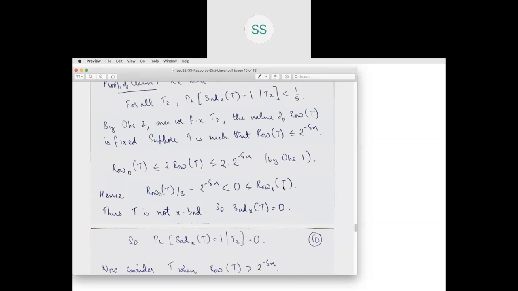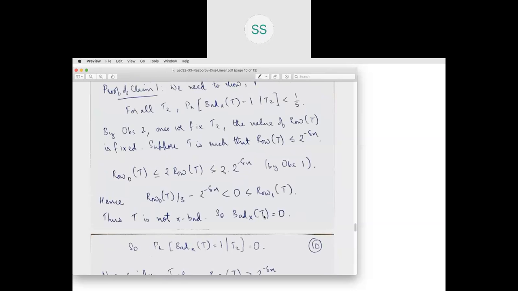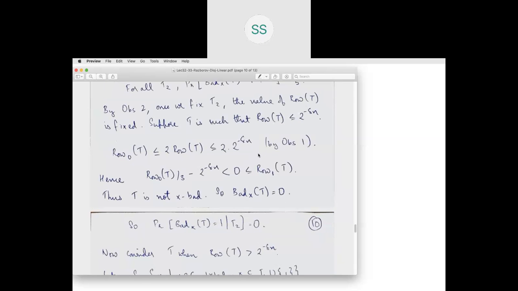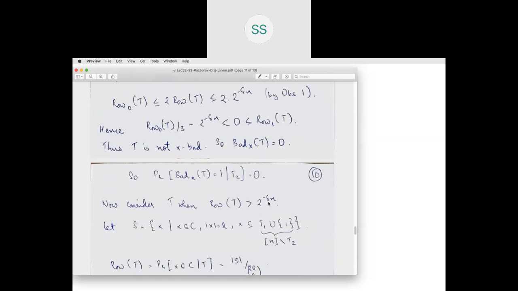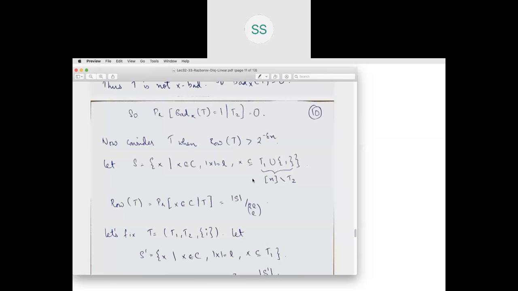So all that we have used till now is, if t is such that rho t is less than or equal to 2 power minus delta n, then for such t2, bad x t is equal to 0. So the probability that bad x t is equal to 1 is also 0. So it is less than 1 by 5. So we are done. Now we need to consider the case when rho t is greater than 2 power minus delta n. And that contributes to the majority of the proof.